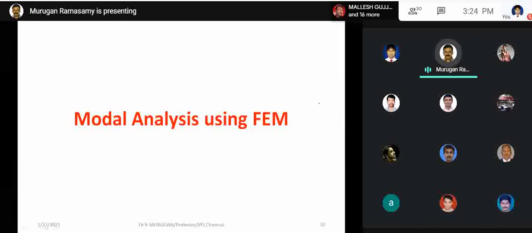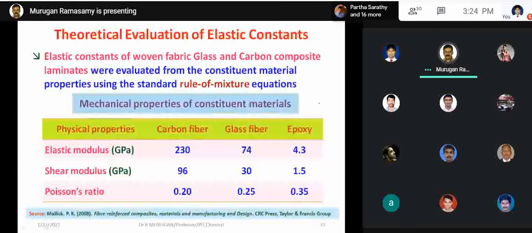Now, in the same way, we have to do the modal analysis in finite element analysis. Now we have to do it theoretically. For this, we first have to find out the elastic constants of these laminates, the woven fabric glass and carbon laminates.